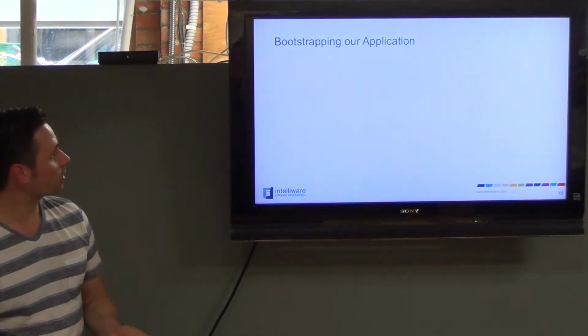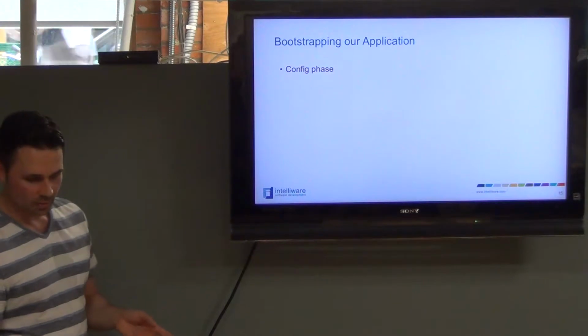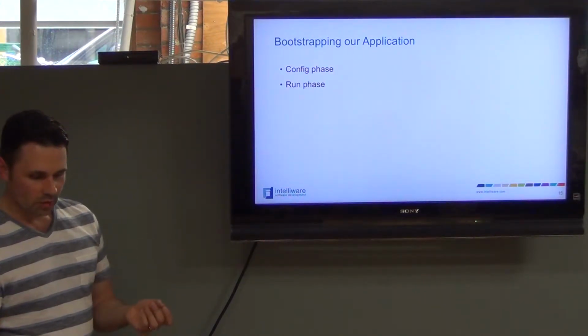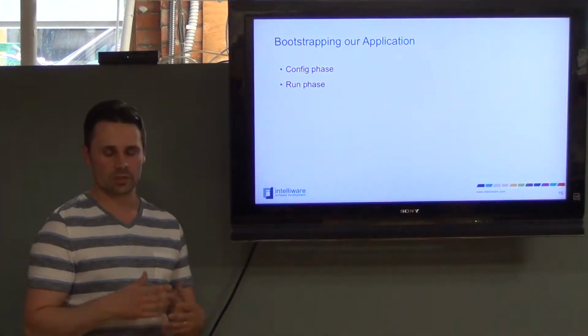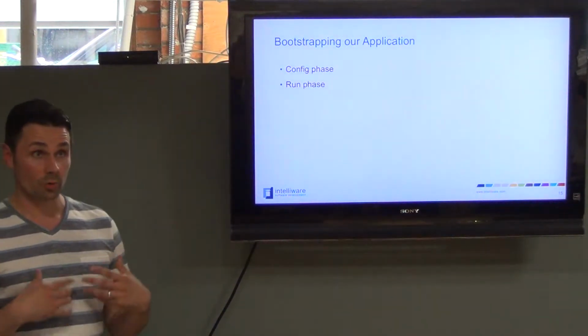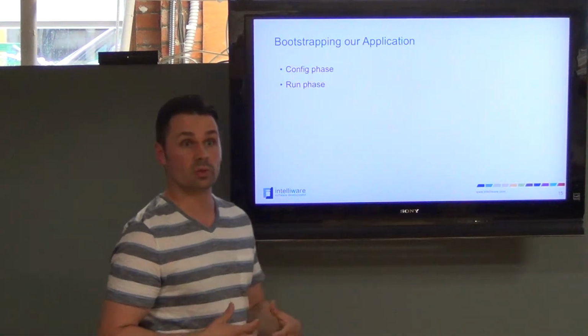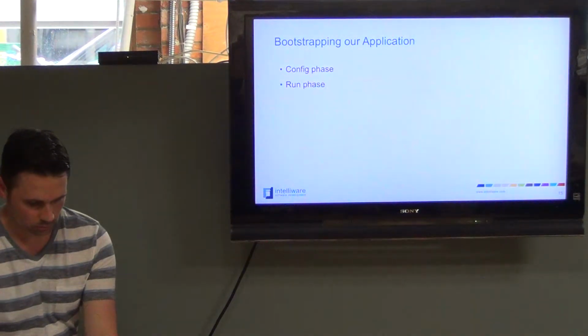When we bootstrap an application, there are actually two phases. There's the configuration phase, and there's also the run phase. In the configuration phase, we've seen it already where we've used the .controller or the .factory. That's where we're able to declare things. In the run phase, we actually start working with instances of these objects. I'll show you what I mean by that.